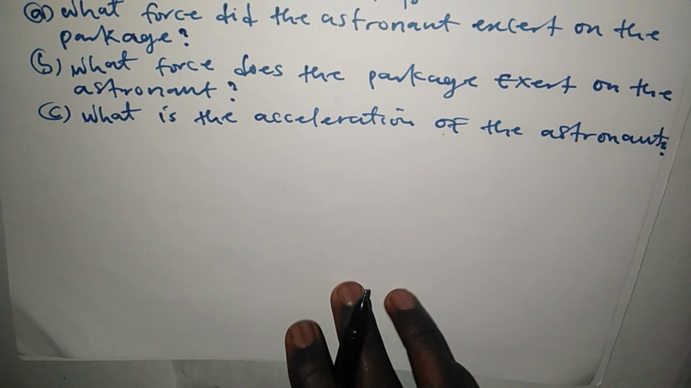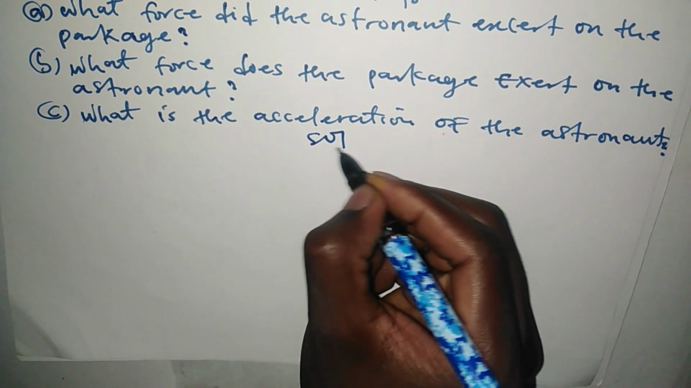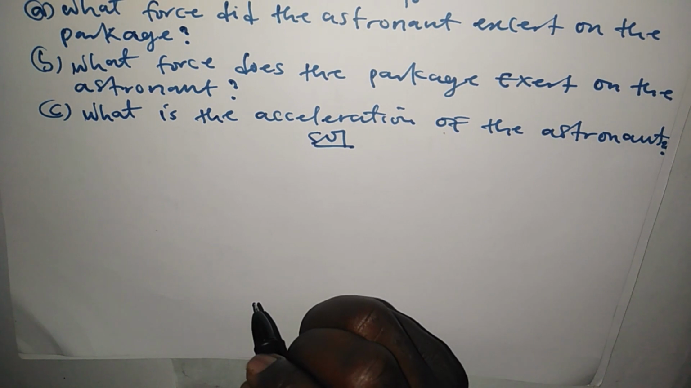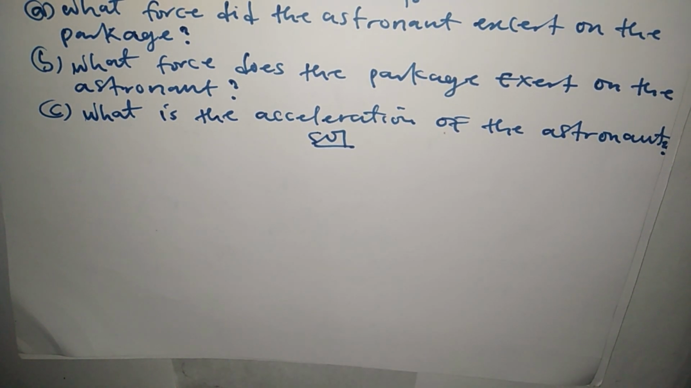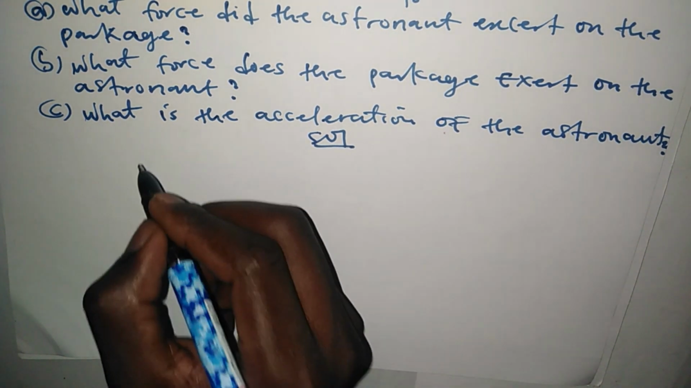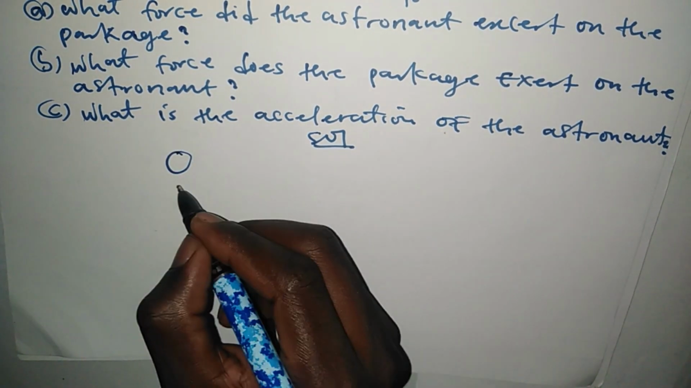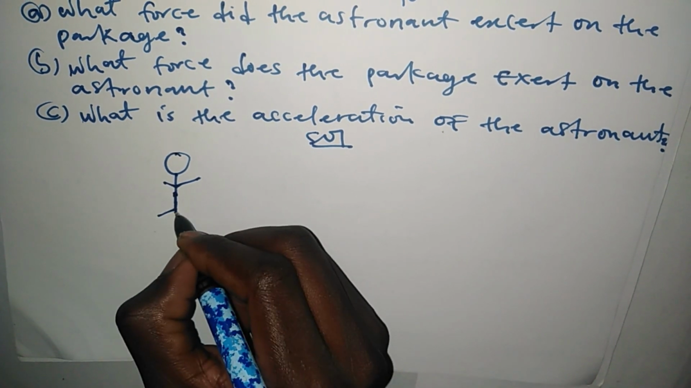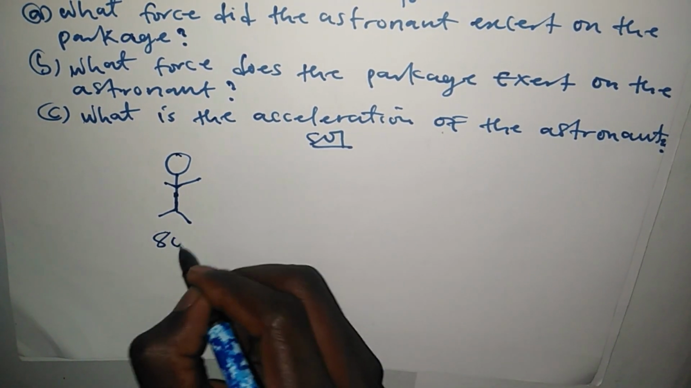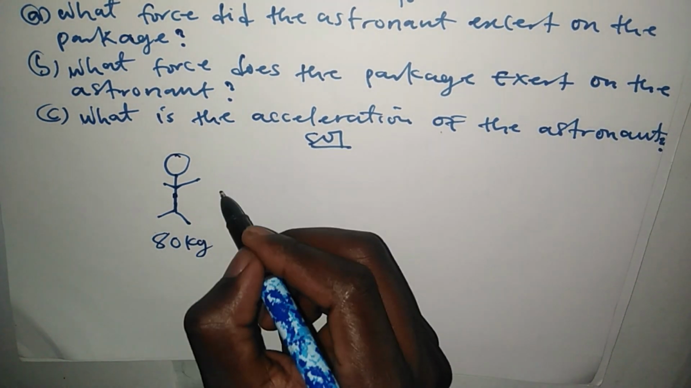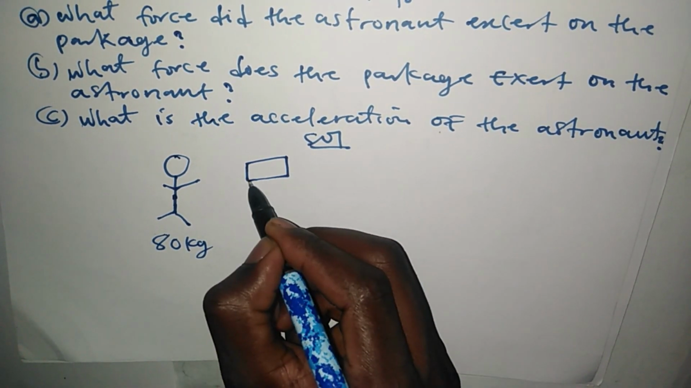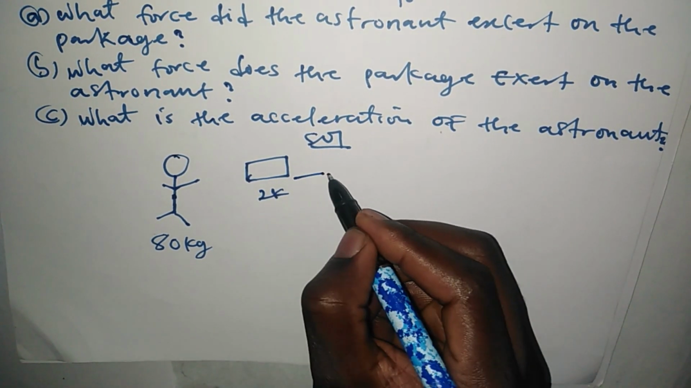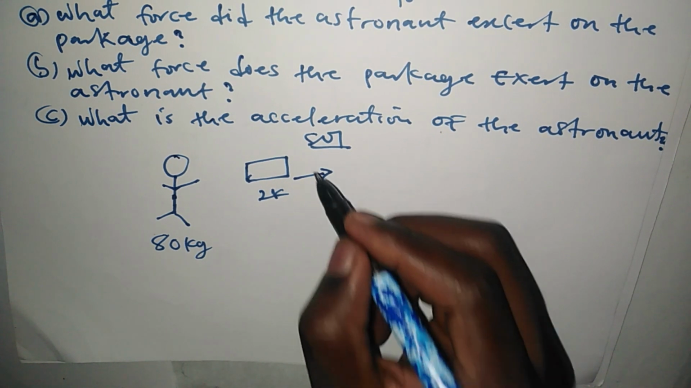solution. A, it says, what force did the astronaut exert on the package? So let's draw a diagram. Let's say this is the astronaut, right? Has 80 kg. Now it throws a package. This package is 2 kg. Now the acceleration of this package is plus 4 meters per second squared.